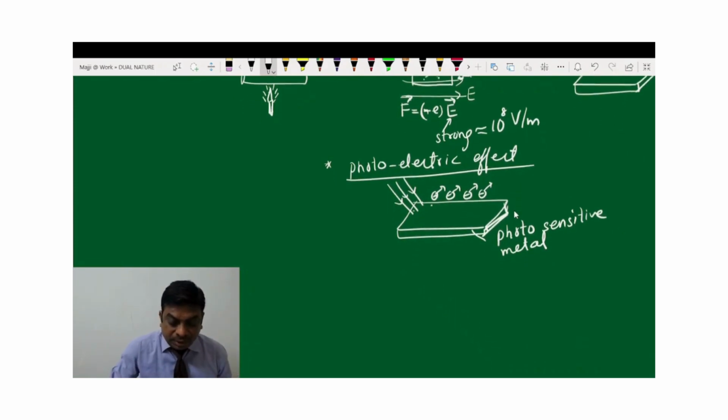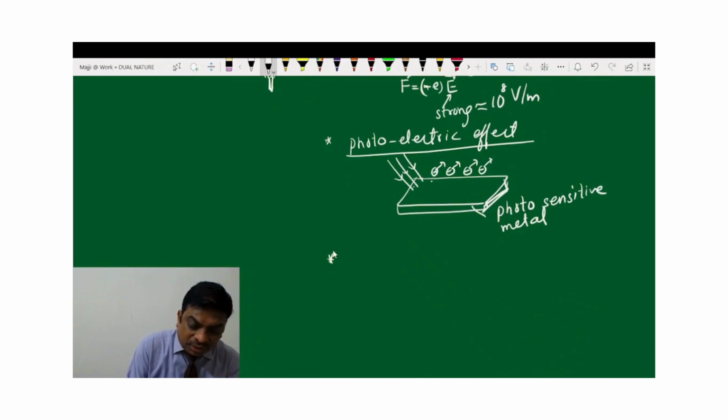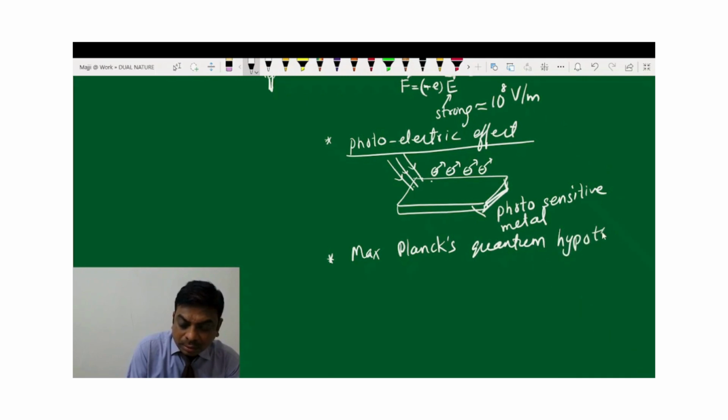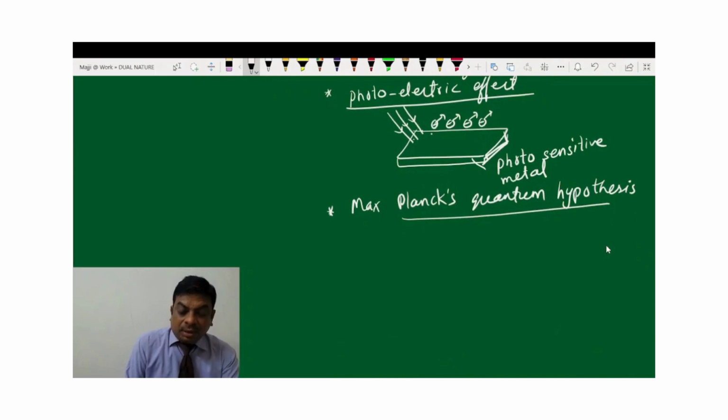Okay, students. In this regard, we should understand one basic theory, which is Max Planck's quantum hypothesis. According to this theory, when an electromagnetic wave, particularly ultraviolet light or visible light, interacts with matter, it always interacts in terms of discrete energy packets.